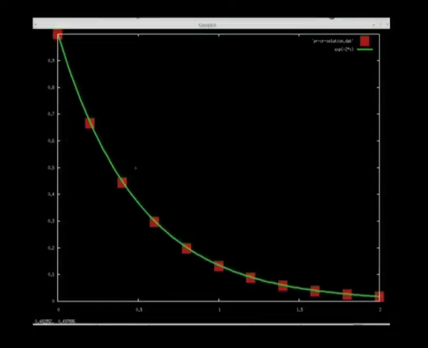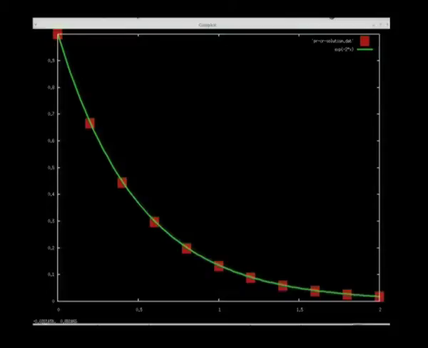The green line here is the value obtained from exponential of minus 2x, the real solution, and the red squares here are the ones obtained from the predictor corrector equation. You can see that the accuracy is pretty high; we just used 10 points and we can get this accuracy. Remember, in the simple Euler scheme, we need to go to very large numbers of points. We had to use 50 points to get this kind of accuracy.